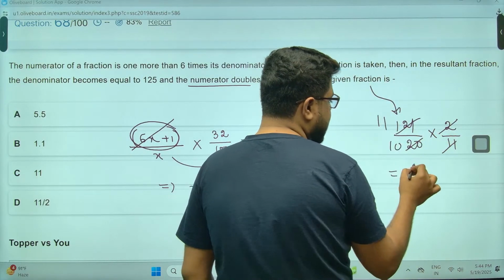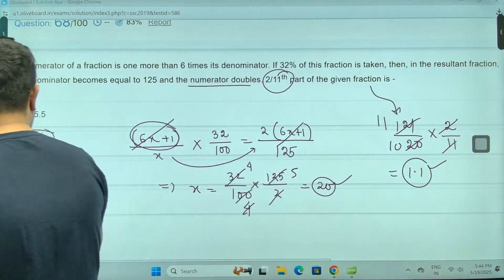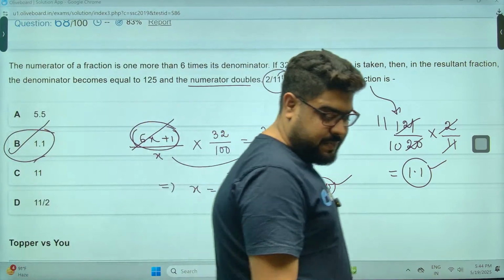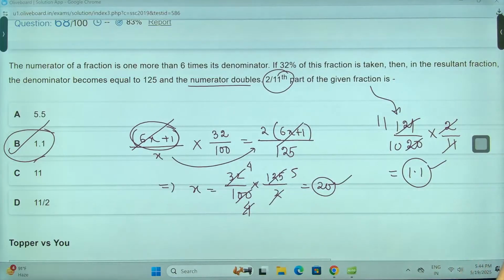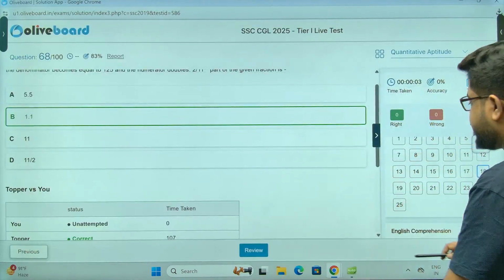So this is 11. So 11 by 10 means 1.1, sir. 1.1 B is the answer. 1.1 B is most definitely your correct answer. Next one, sir.